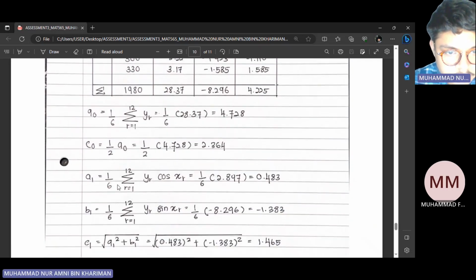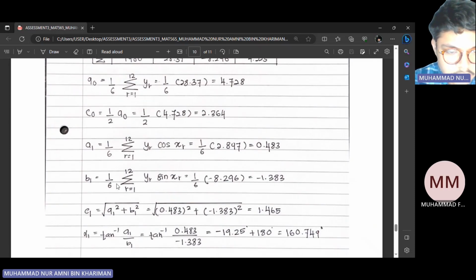For the A1, the formula is 1 over 6 summation of yr cos xr. For your information, the summation of yr cos xr is given by the question, which is 2.8997. But that is not the value for A1. You have to divide by 6. So 2.897 divided by 6, you will get 0.483. And then for B1, 1 over 6 times the summation of yr sin xr here, you will get negative 1.383.